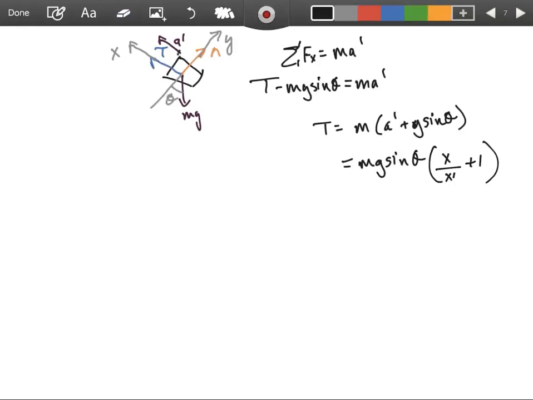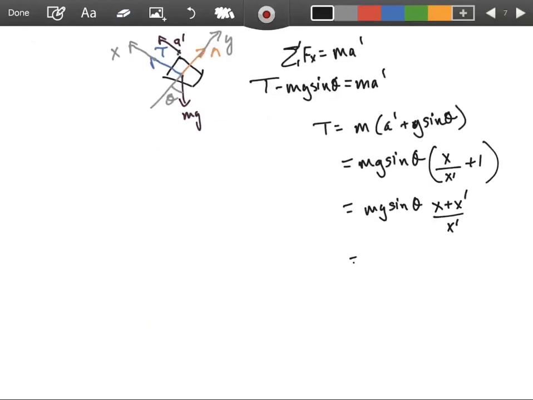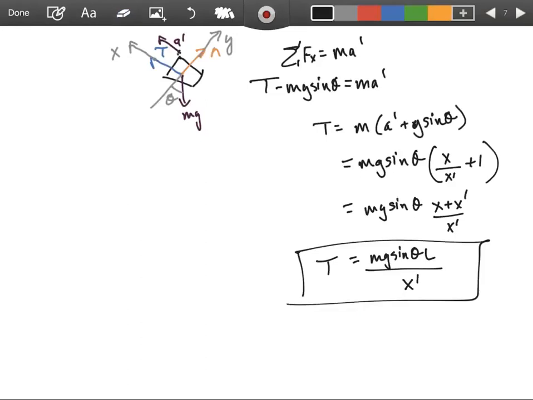Or find a common denominator. So this becomes mg sine of theta times x plus x prime over x prime. But going back to our original picture, x plus x prime is the same thing as L. So this finally becomes mg sine of theta times L divided by x prime. So this then is my tension. Oh, that was a lot of work.